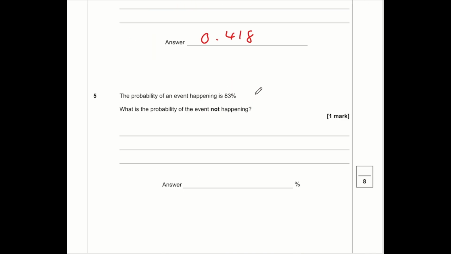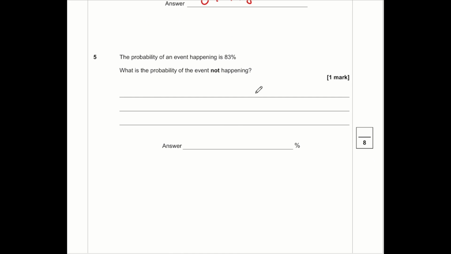0.418. Question number 5. The probability of an event happening is 83%. So what is the probability of the event not happening? Well, probabilities always add up to 100%. So it's going to be 100% take away 83%. So that will give us 17%.